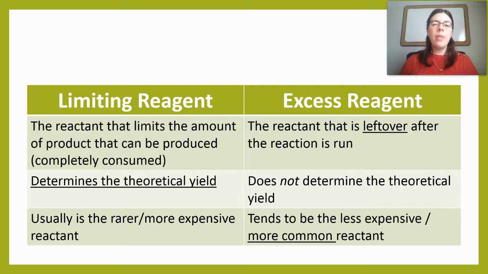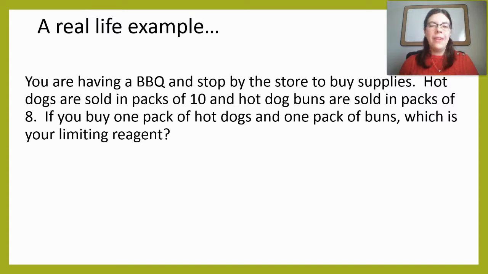Now, if we're trying to develop the reactions so they're most efficient, we usually have the limiting reagent set as either the rarer or more expensive reactant because we don't want to be wasteful. In contrast, the excess reagent tends to be the less expensive thing or the more common reactant. So if we think about combustion reactions, we have the hydrocarbon plus oxygen. Well, oxygen is really plentiful. It's all around us. So that tends to be the excess reagent, and the limiting reagent tends to be the hydrocarbon in that example.